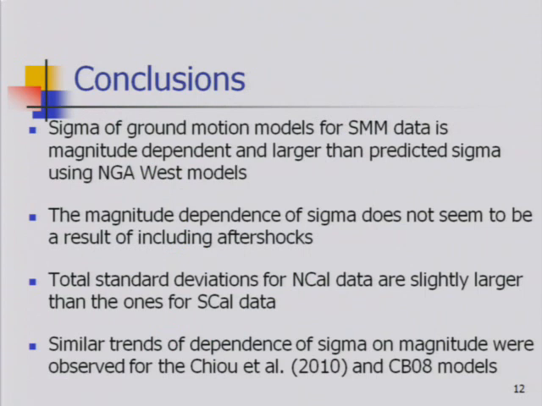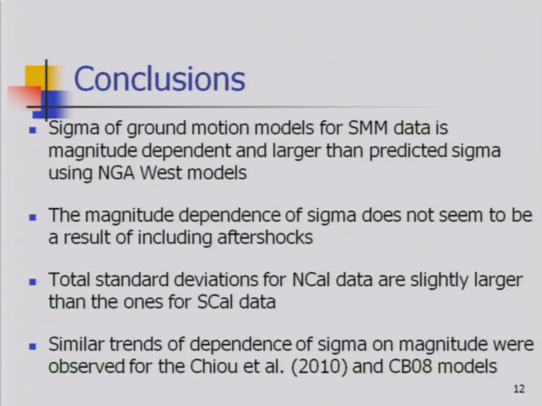In conclusion, this preliminary analysis showed that the standard deviation of ground motion models for small to moderate magnitude data appears to be magnitude dependent, with the average being larger than what's predicted using the NGA West models. This magnitude dependence was observed using main shock data only. Therefore, we know that it's not only a result of including aftershocks.